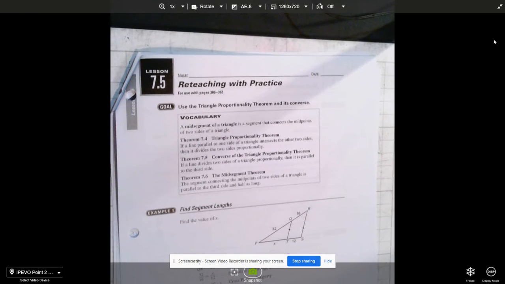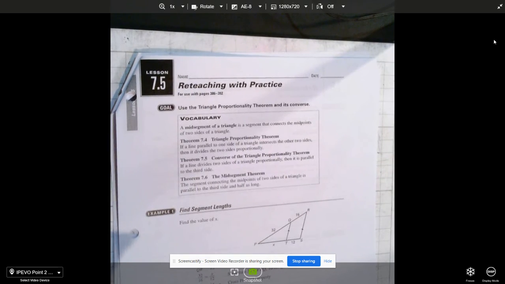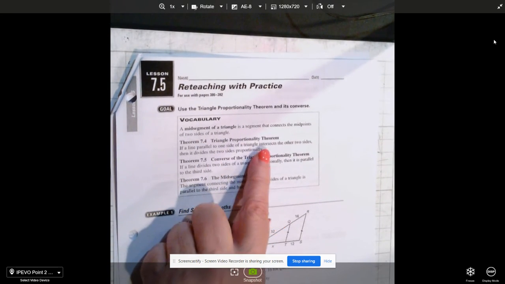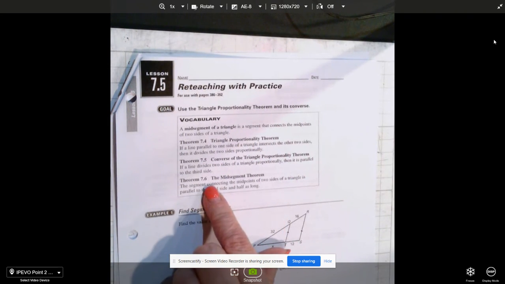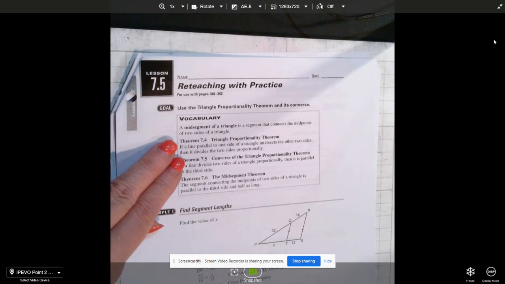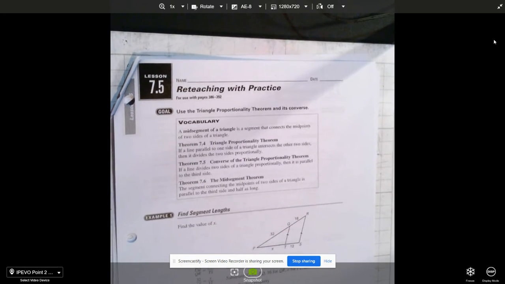All right, we're going to talk about lesson 7.5, which talks about three basic things. It talks about the triangle proportionality theorem, the converse of the triangle proportionality theorem, and the mid-segment theorem. I'm going to group the first two together and do a video on those, and then I'll do the third one separately.